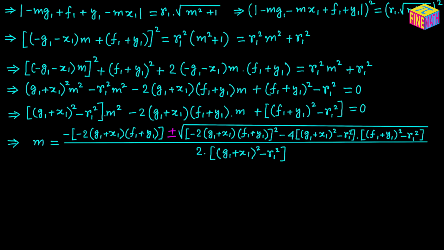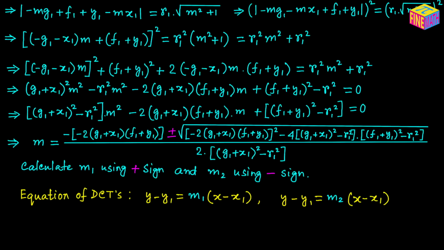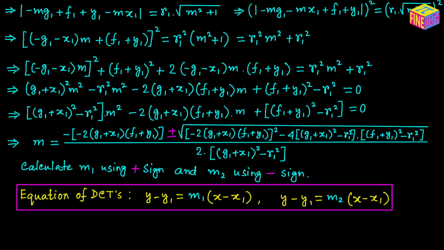I have simply used the quadratic formula. Let's assume that the value of m sub 1 can be obtained by using the plus sign, and the value of m sub 2 can be obtained by using the minus sign. So here we have the two possible values of m, and using the value of m sub 1, we are going to get the equation of the first direct common tangent, and that equation will look like this: y minus y sub 1 is equal to m sub 1 times x minus x sub 1. And similarly the other one will look like this: y minus y sub 1 is equal to m sub 2 times x minus x sub 1. So here we have the equations of the direct common tangents.